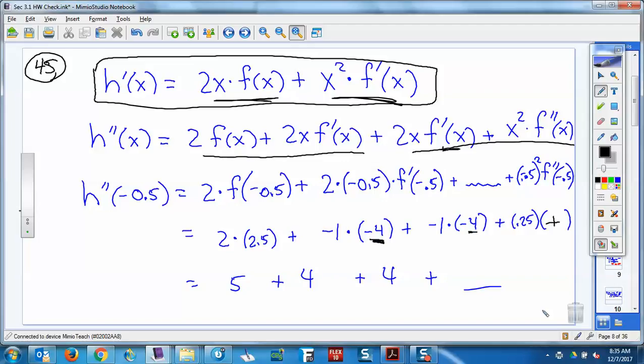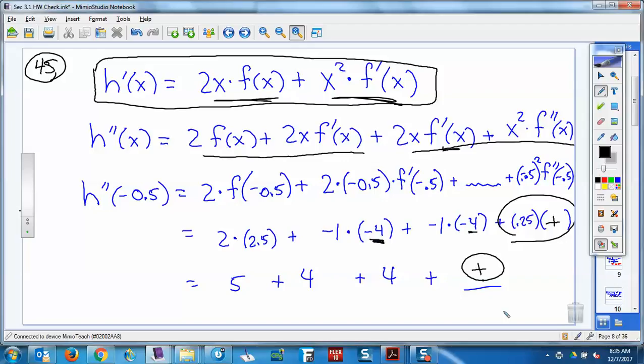I'm not going to get into that, and I don't think it's necessary because when we fill in everything else, we get 5 plus 4 plus 4. What do we know about this? It's positive, right? And all we're trying to figure out here in 45 is, is h concave up? Is h, not f, concave up? Well, h is concave up if its second derivative is positive. We can clearly see that it's going to be positive.